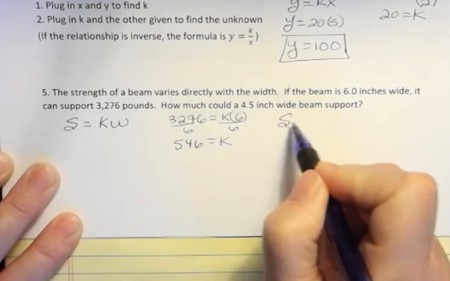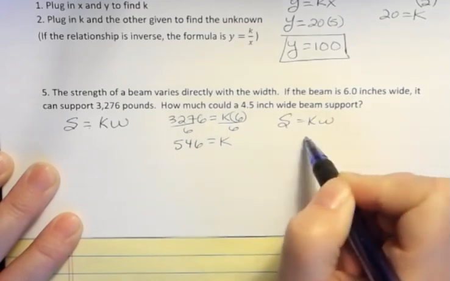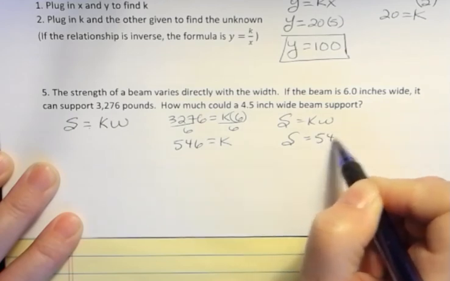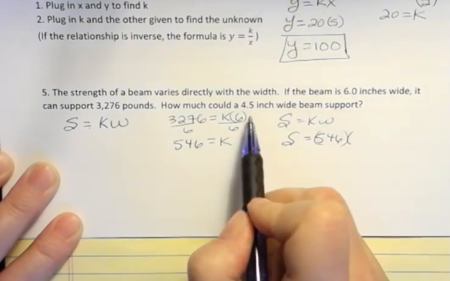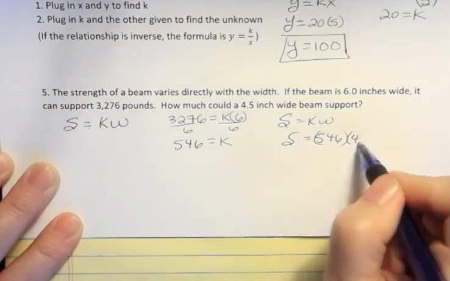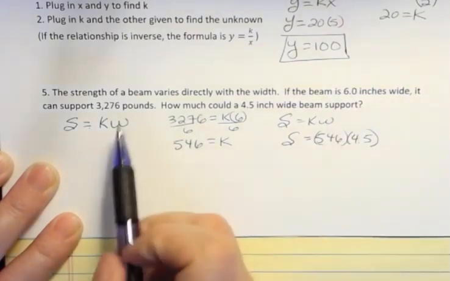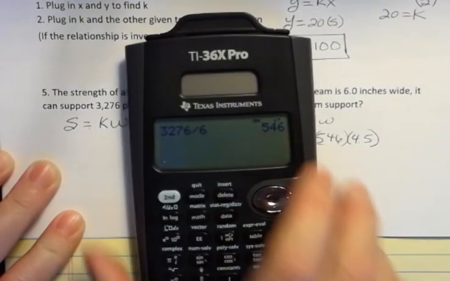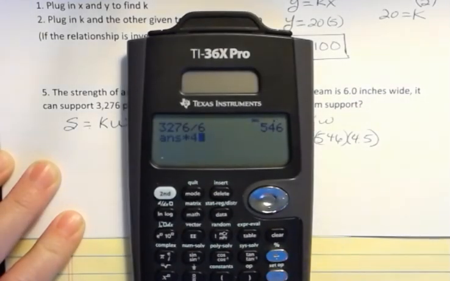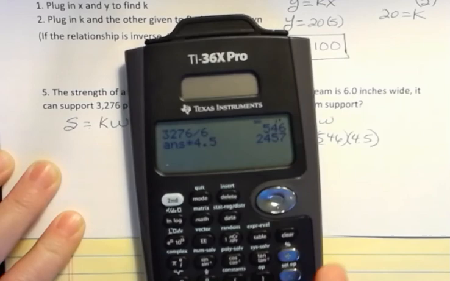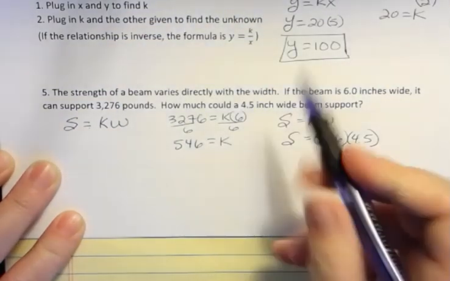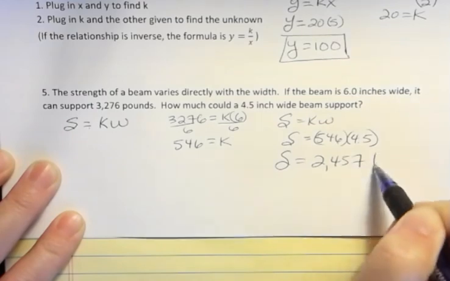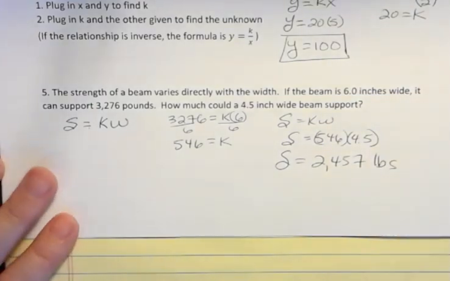I go back to that equation and I plug in what I know, and that is 546. And the width was given now as 4.5. Should it go down or up? Well, it's directly proportional. So if one goes down, the other goes down. All I have to do is take 546 times 4.5, and I get 2,457. And that's pounds. It supports 2,457 pounds.